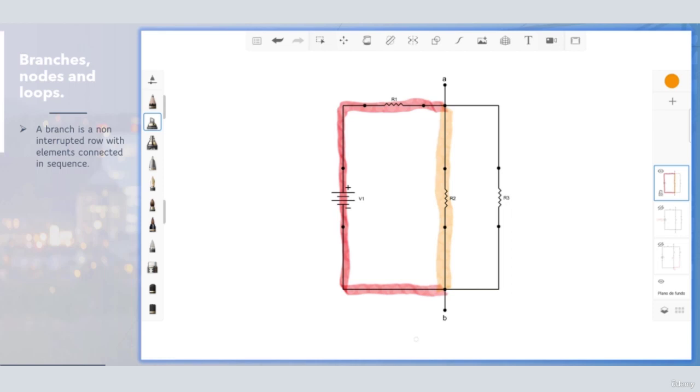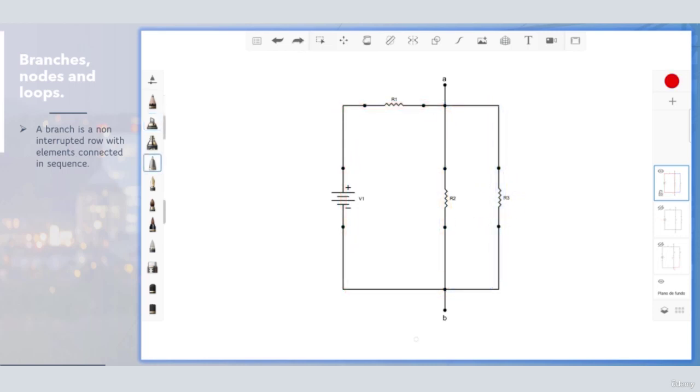And the last branch, starting from A, drawing a continuous line, we pass through resistor 3 and we get to the point B. The line is also divided into the lines that go to resistor 2 and the other that goes to the voltage V1. So that means from A to B we have another branch composed of one element, the resistor 3.